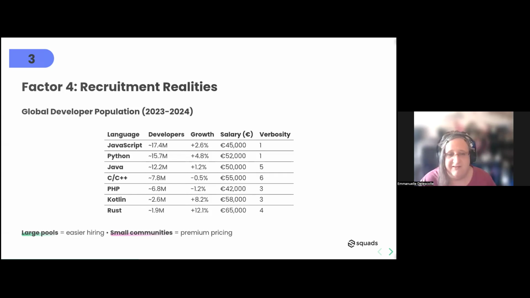So this is something that has to be weighed in if you're looking at new technologies. The best case scenario is low verbosity and high availability of people, with the worst case scenario being high verbosity and a low number of people.